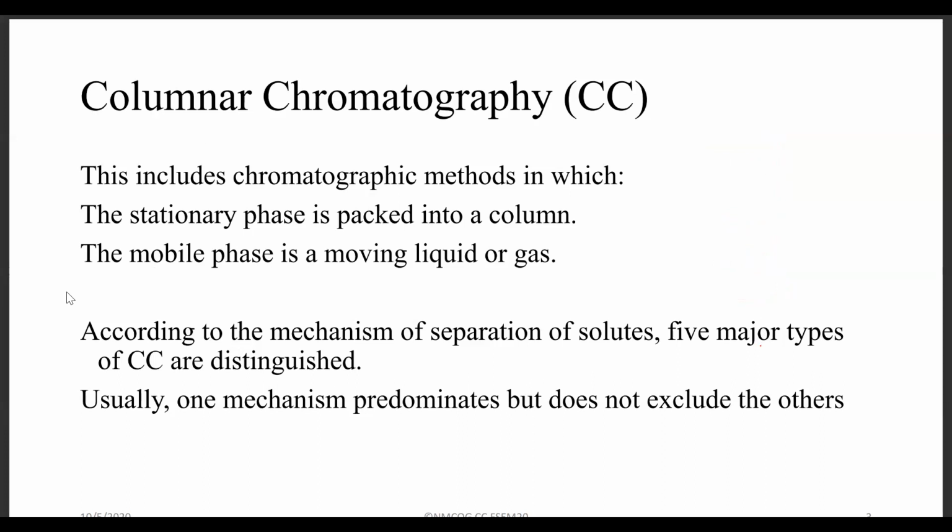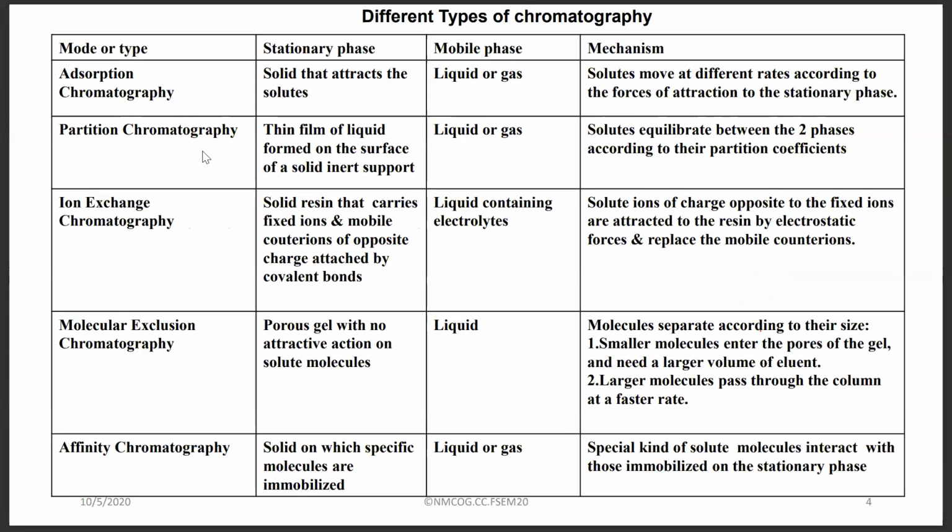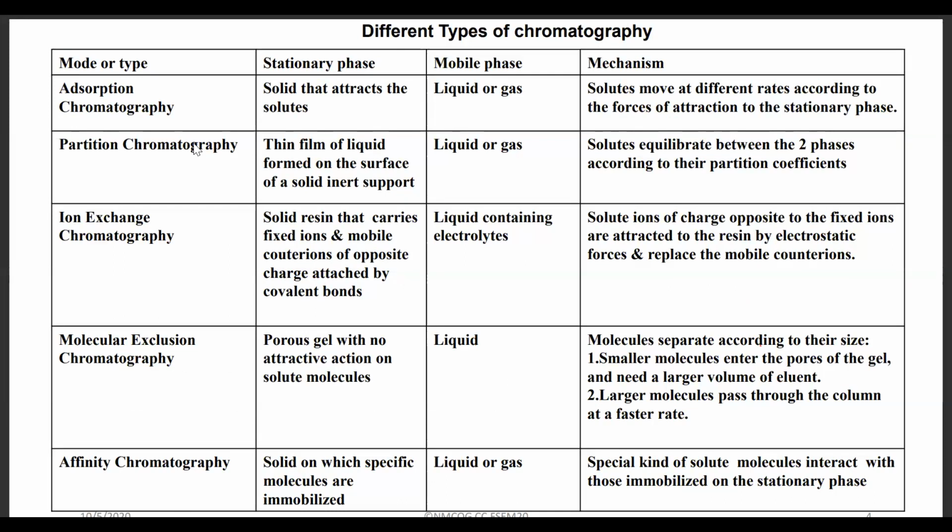So we'll look at five major types of columnar chromatography. And our first one is absorption chromatography, whereby the stationary phase is a solid which attracts the solids. The mobile phase is either a liquid or gas, and the solids move in different ways according to how attracted they are to the stationary phase, just as I've explained.